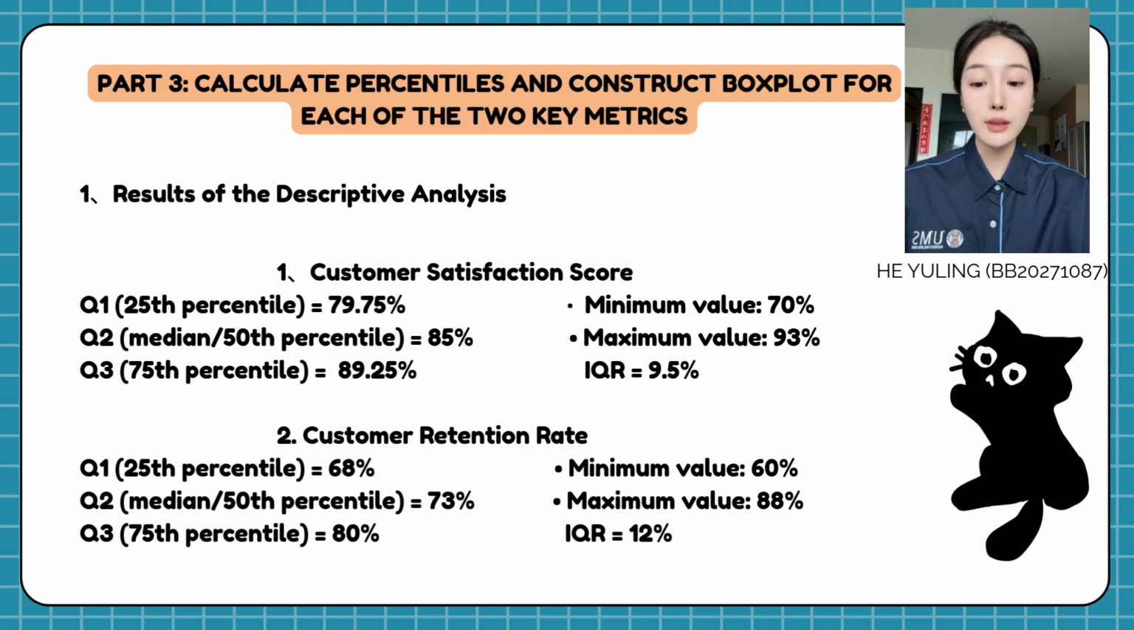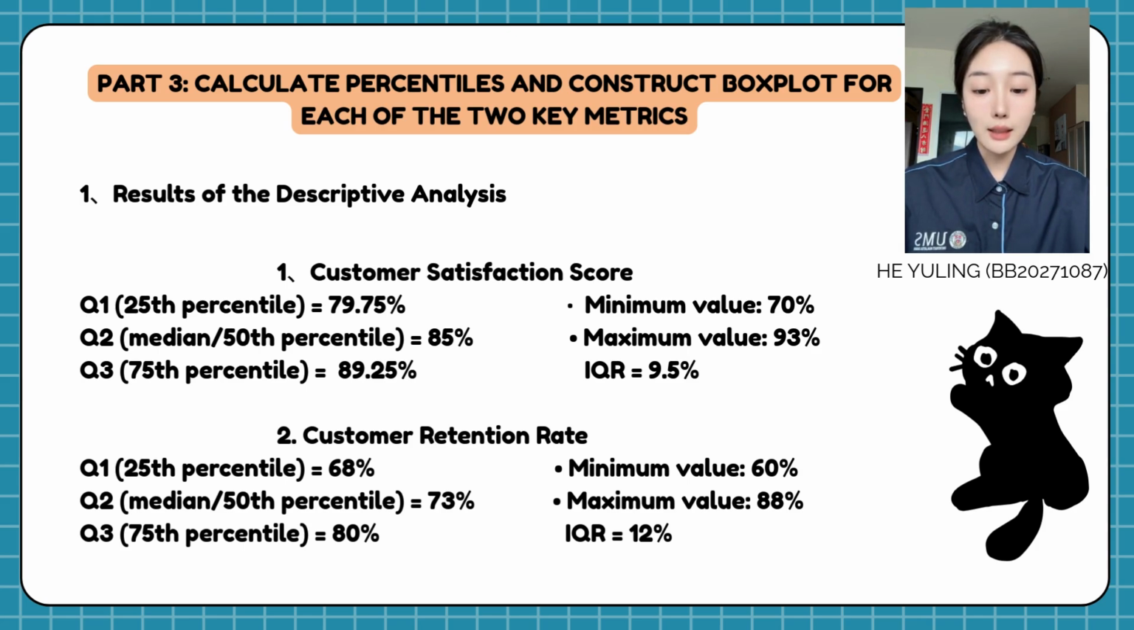Q1 is 79.5%, median is 85%, Q3 is 90%, min is 77%, max is 93%. IQR is 10.5%, no outliers. Second is customer retention rate.